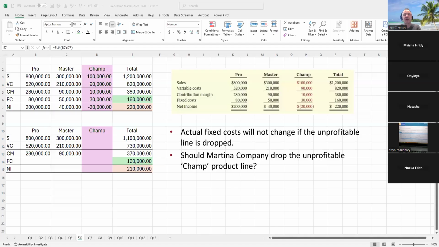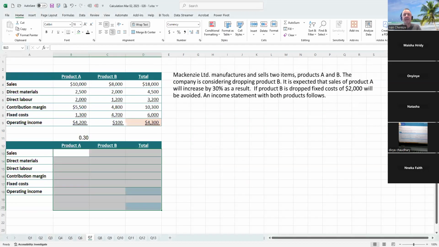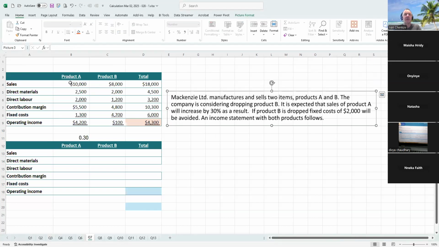On the Excel spreadsheet, go to question 7. Now we're going to start doing the calculation. We have product A, product B, and the total. Mackenzie Manufacturing sells those two items. The company is considering dropping product B, so we'll be looking at product A. It's expected that the sales of product A will increase by 30%.